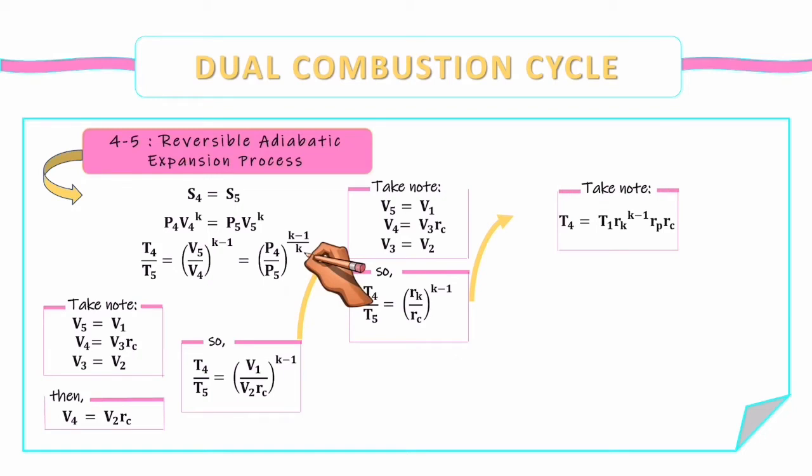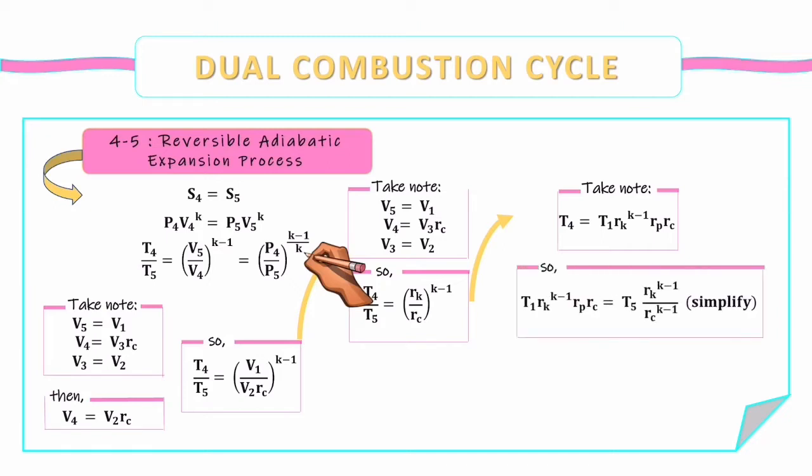Also take note that T4 is equal to T1 RK raised to K minus 1 RP RC. So T1 RK raised to K minus 1 RP RC is equal to T5 multiplied by RK raised to K minus 1 over RC raised to K minus 1. Then simplify. Therefore, the temperature at point 5 is equal to T1 RP RC raised to K.